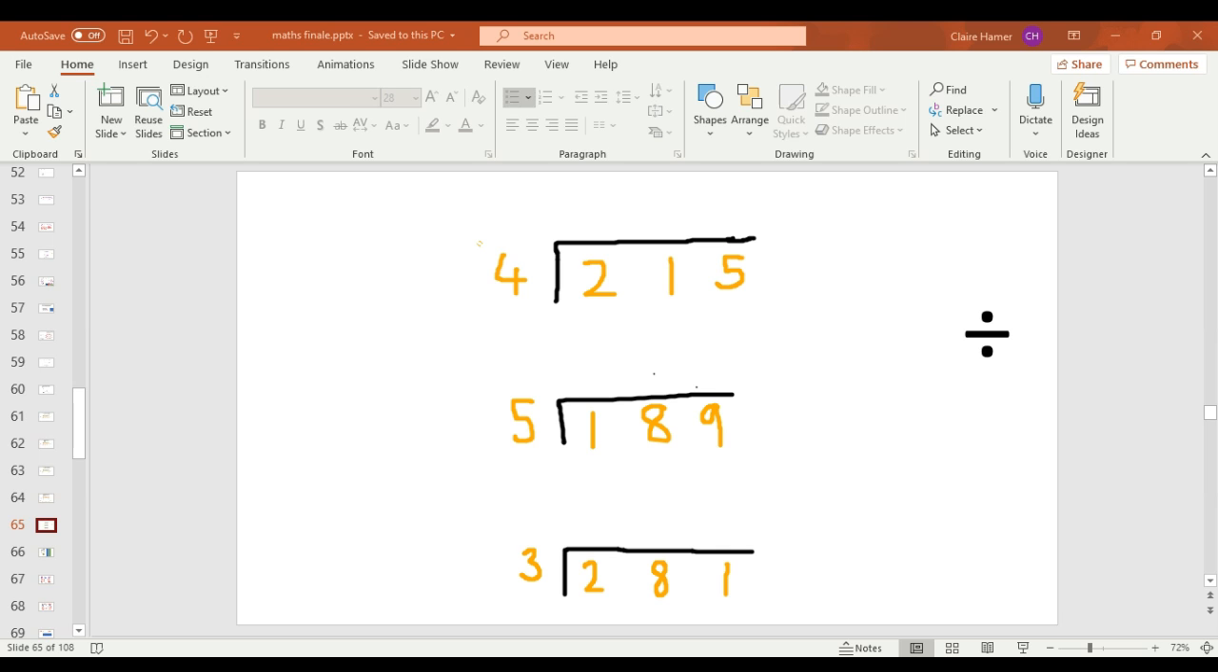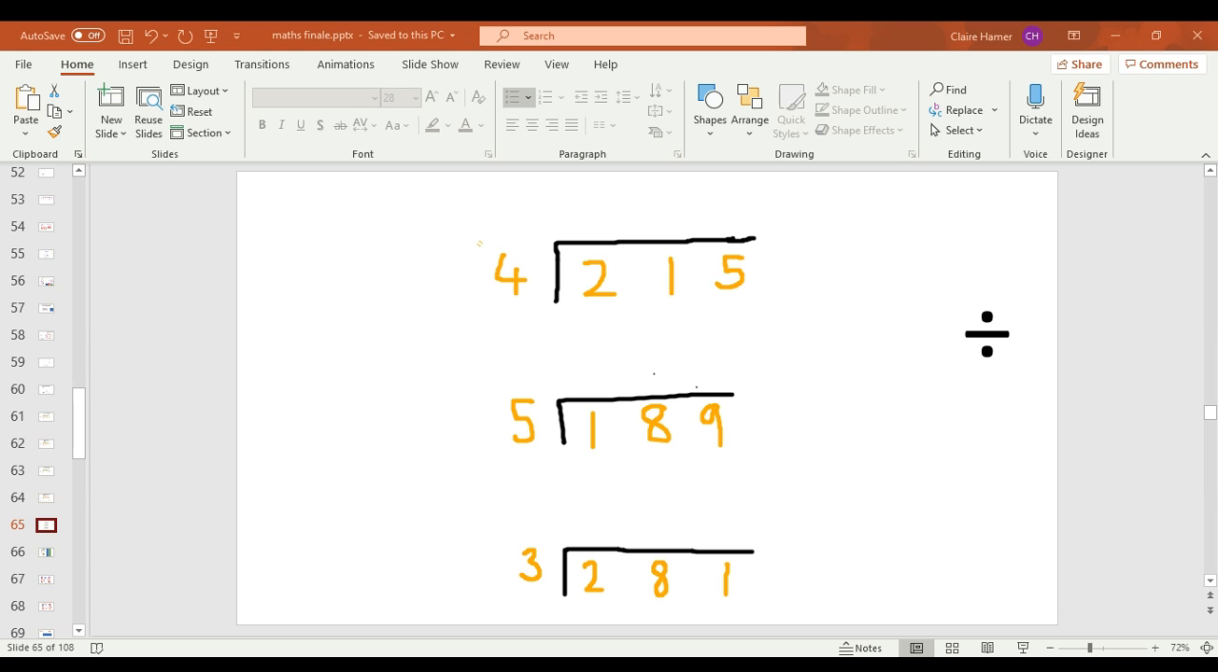Once you've completed the short divisions, remember that if there's a remainder, you can express the remainder by saying R2 or R3. But also, if you can remember what we were doing yesterday, see if you can turn the remainder into the correct decimal equivalent. Okay, see if you can remember what we did yesterday.